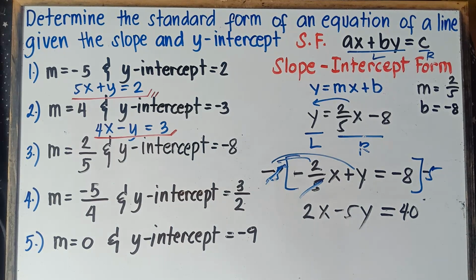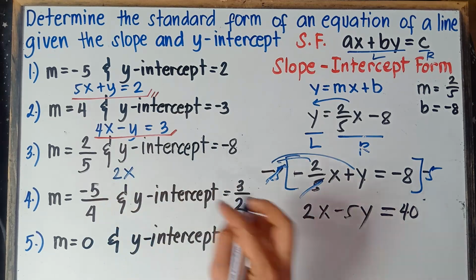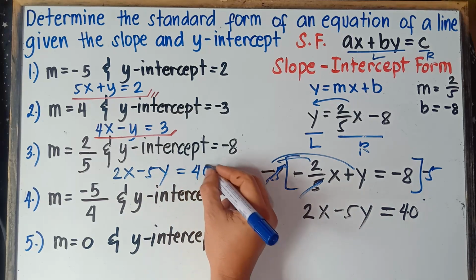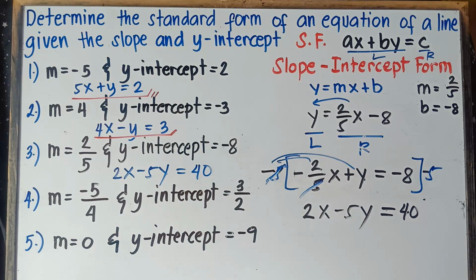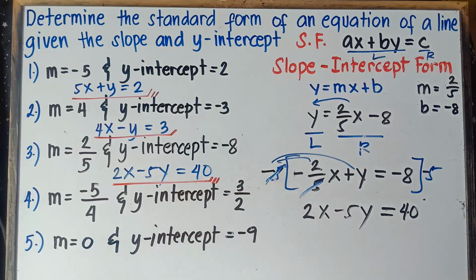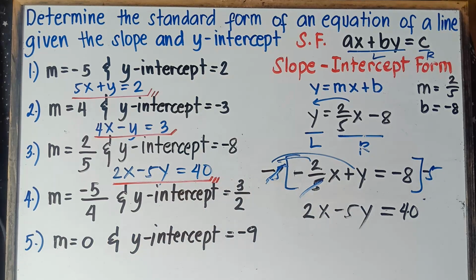I hope you're not confused, class, with regards to example number 3. If you have some questions with this one, do not hesitate to ask. You put your question on the comments section down below. So therefore, our answer, we have positive 2x, copy negative 5y, equals positive 40. All set. That's the answer, class, with regards to example number 3. Quite complicated, right?